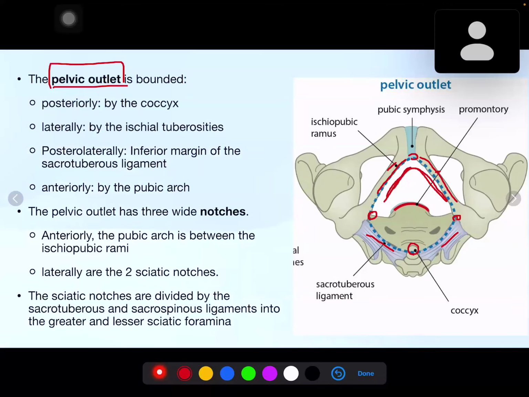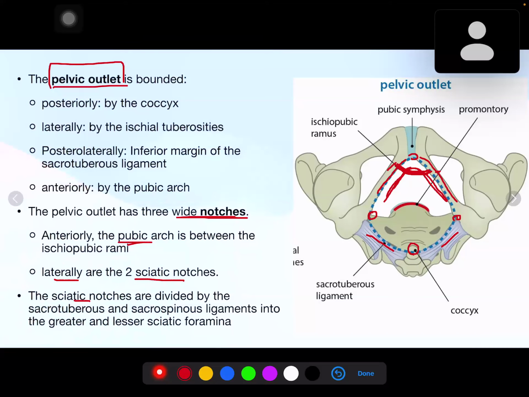Now there are three notches in the pelvic outlet. Anteriorly, see, this is the pubic arch. You can say it's a notch, because the angle of this arch is very, very important for the pelvis. And laterally would be the two sciatic notches you discussed previously, the greater sciatic notch and the lesser sciatic notch. So these three notches are in the pelvic outlet.